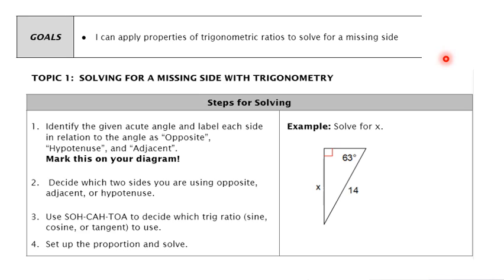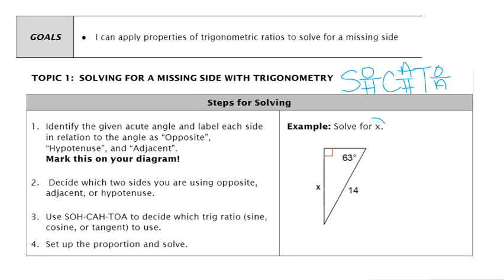When we do this, the first part is going to look very similar to what we did with setting up ratios. We're first going to identify the acute angle they give us that we're going to be using for solving. We're going to label the sides in relation to the opposite, the hypotenuse, and the adjacent, and mark our diagram. We're then going to set up a ratio using sine, cosine, or tangent, and then use that ratio to solve for a missing side. In this example, just to walk through the setup, we're still using SOHCAHTOA: sine, cosine, and tangent.